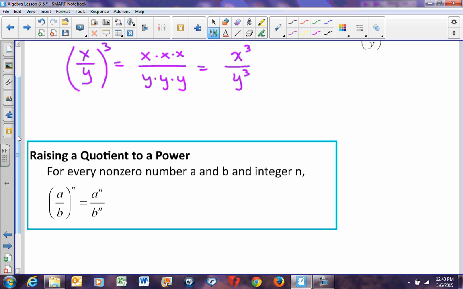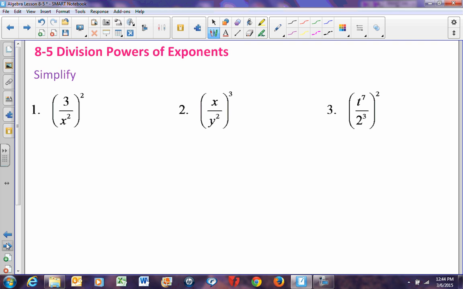Okay. Let's go through some examples here. We're going to simplify 3 divided by x squared, all to the 2nd power. That becomes 3 to the 2nd over x to the 2 times 2, because we're going to distribute the 2 here. We're going to distribute 2 down here. 3 squared is 9. x to the 2 times 2 is x to the 4th, so we get 9 over x to the 4th. Cannot simplify it any further, and we're done at that point.